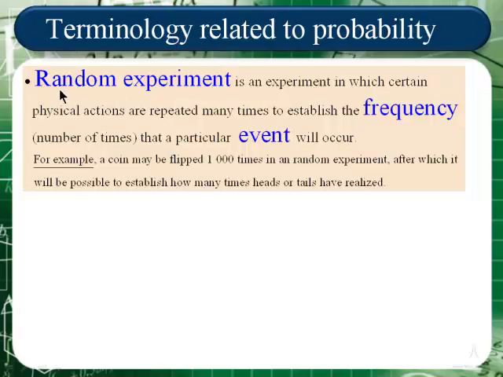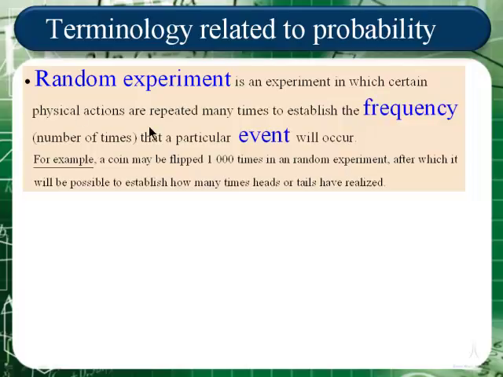Let us look at certain terminology related to probability. A random experiment is an experiment in which certain physical actions are repeated many times to establish the frequency or the number of times that a particular event will occur. For example, a coin may be flipped 1,000 times in a particular random experiment.